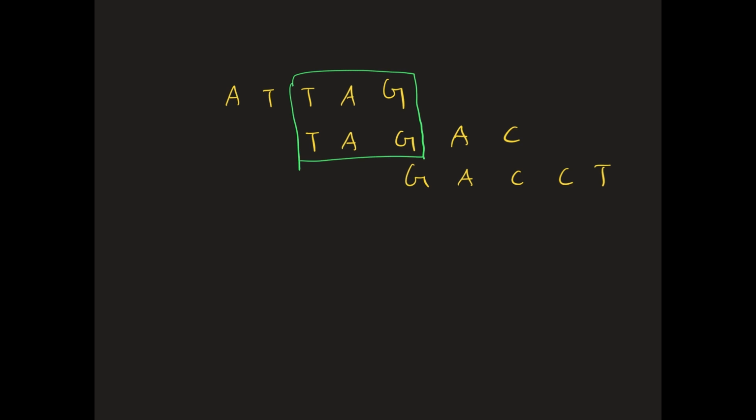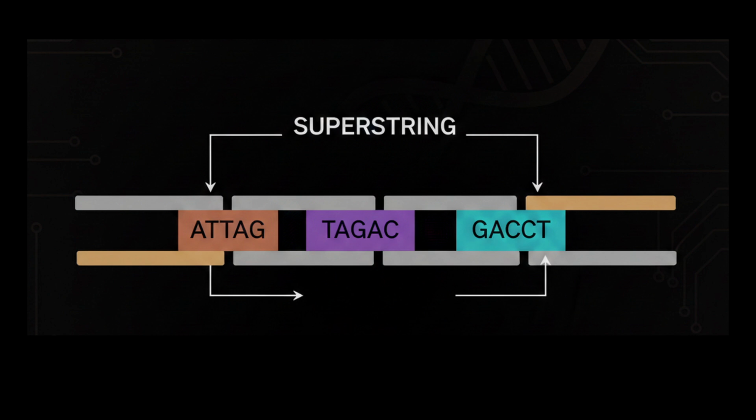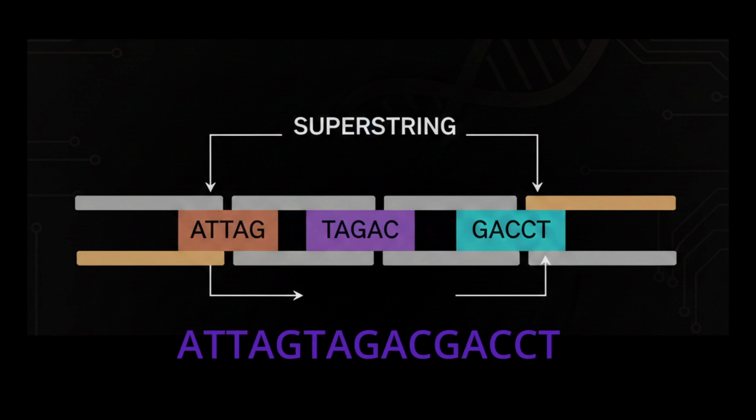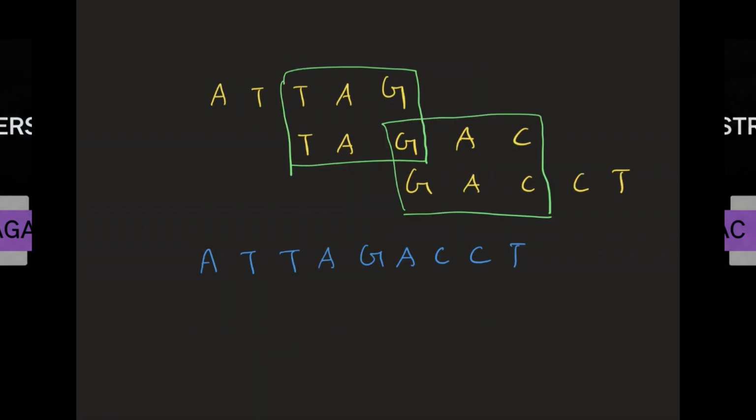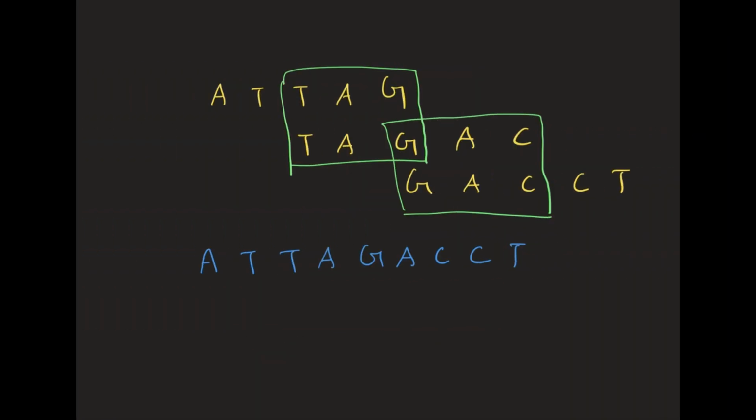A superstring is simply a larger string that contains all smaller strings inside it. For example, if we have reads ATTAG, TAGAC, and GACCT, one valid superstring is ATTAGACCT because it contains all three reads. But we want the shortest one because in biology we assume the simplest reconstruction is most likely. If we simply glued reads end to end, we'd get a long, redundant sequence. By maximizing overlaps, we recover the most likely original genome.